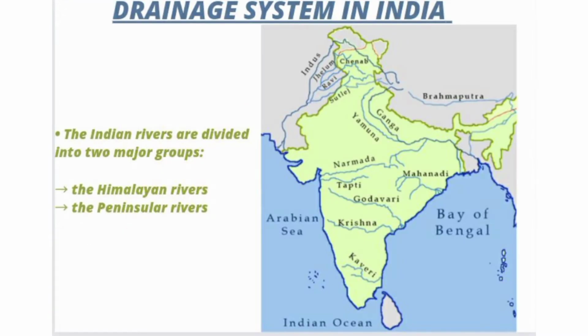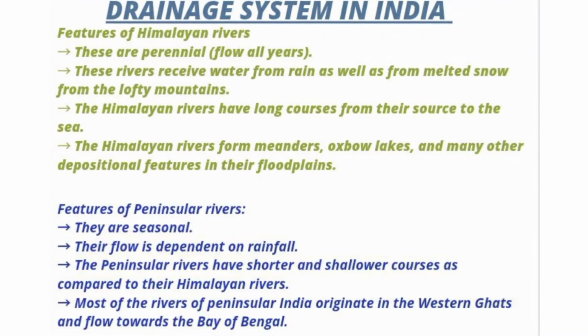Drainage system in India. The Indian rivers are divided into two major groups: the Himalayan rivers and the peninsular rivers. Now we will discuss the features of Himalayan rivers and also the features of peninsular rivers. So the features of Himalayan rivers: these are perennial rivers. That means they flow all year.